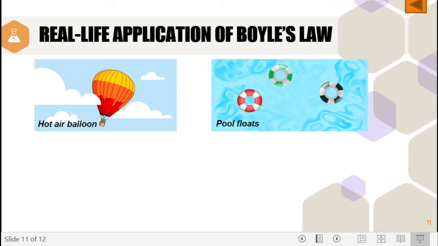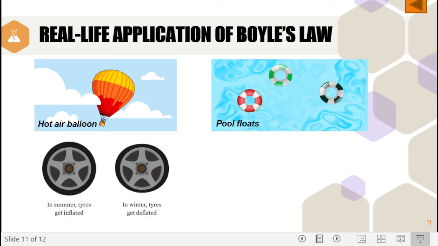Next is the pool floats. The air in swim floats shrinks because of a decrease in temperature of the air inside the float. This happens when the water is cooler than the air. The reverse phenomenon is observed during hot summer days when water is much warmer. In a hot climate, the temperature of the air inside swim floats increases and they get overinflated.